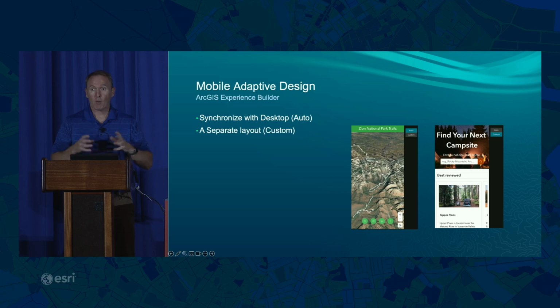And with this mobile adaptive design, they have two ways of doing it. There's synchronize with desktop, or auto, so as your large screen shrinks down, you'll see things move around a little bit. You'll see things optimize into a nice place on the screen, and look like they belong on a mobile screen, and elegantly shrink and expand as your screen does. Or you can create a separate custom layout.